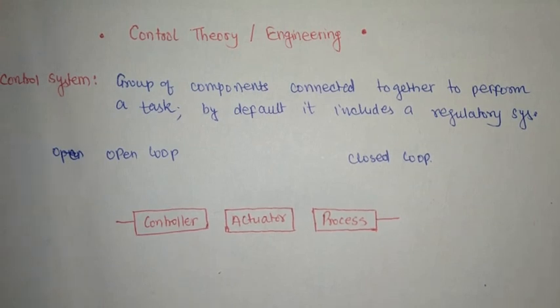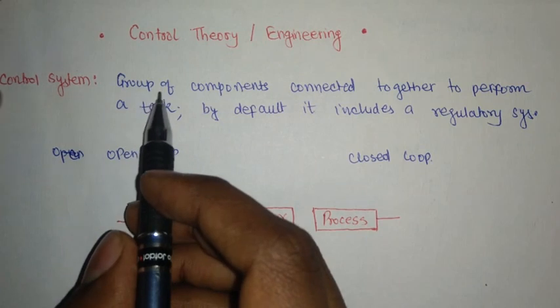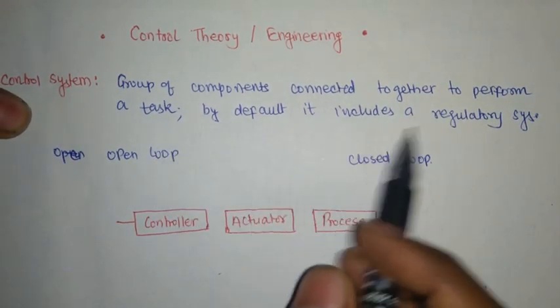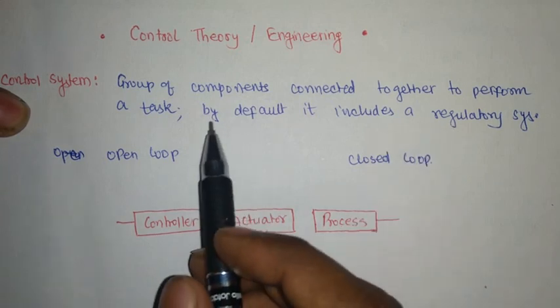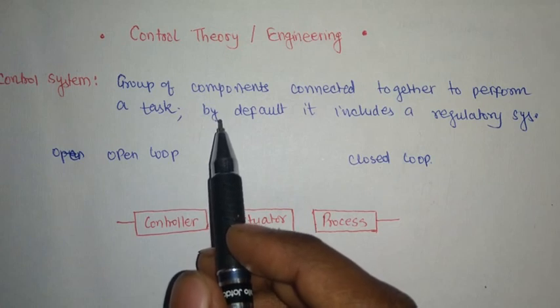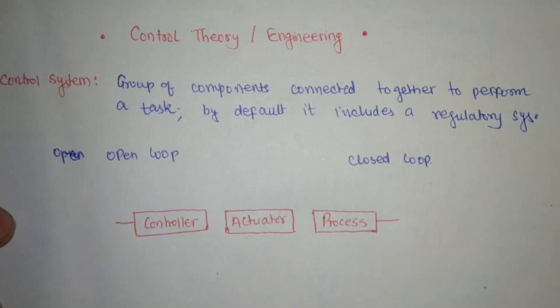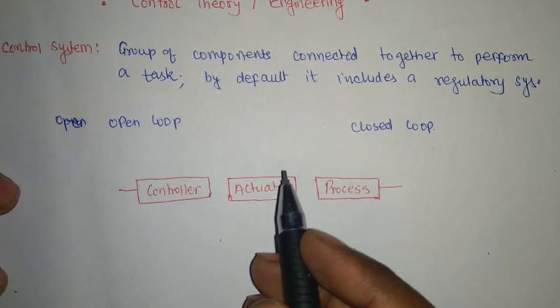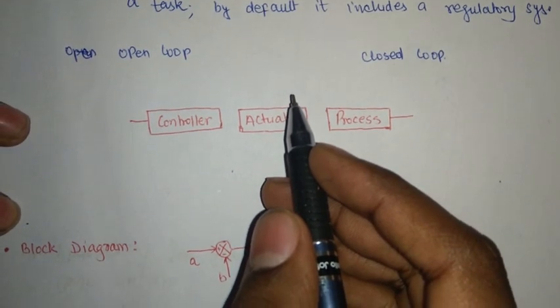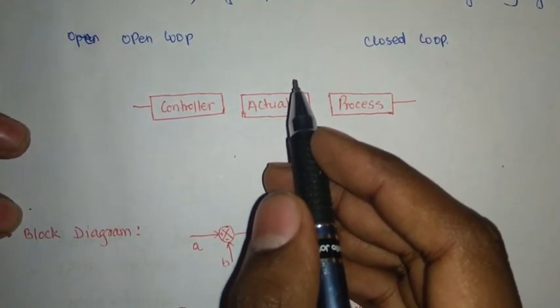Okay, so what is a control system? It is basically a group of components connected together to perform a task. By default, it includes a regulatory system. Okay, so we have certain components that we have put together, and we have fed certain instructions to it, which it is going to perform based upon the input conditions. Okay, so we already know that we can have two types of controls. One could be an open loop control, another could be a closed loop control.